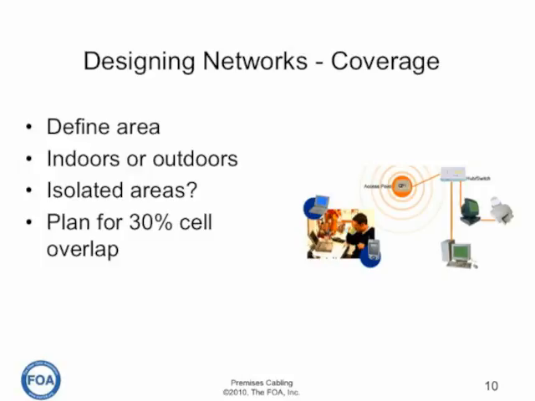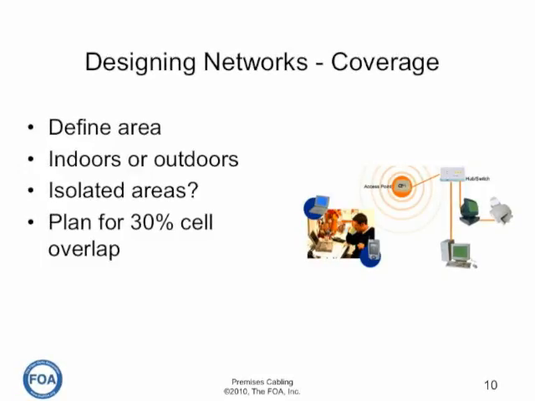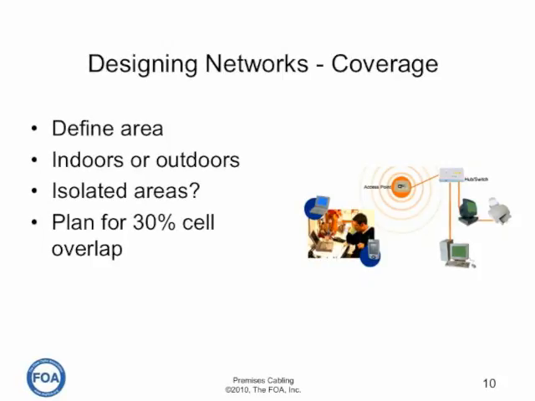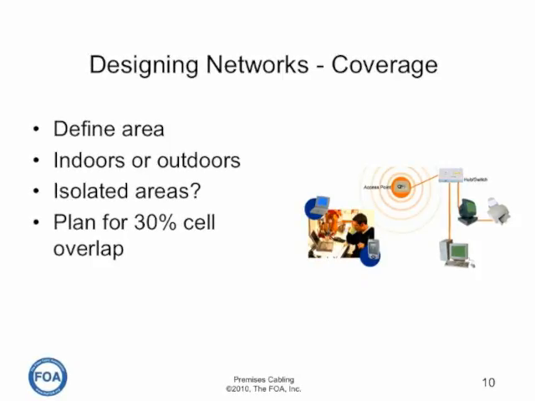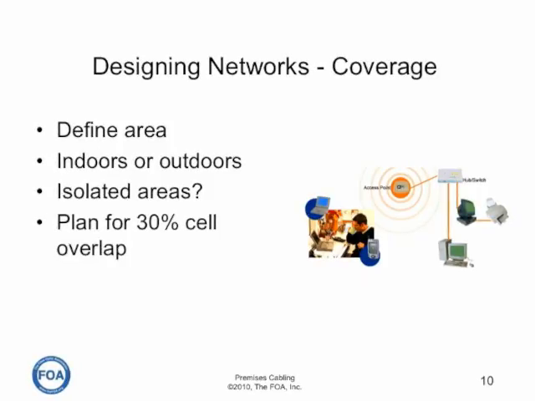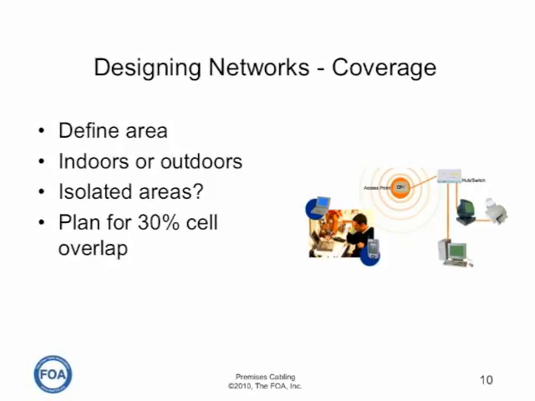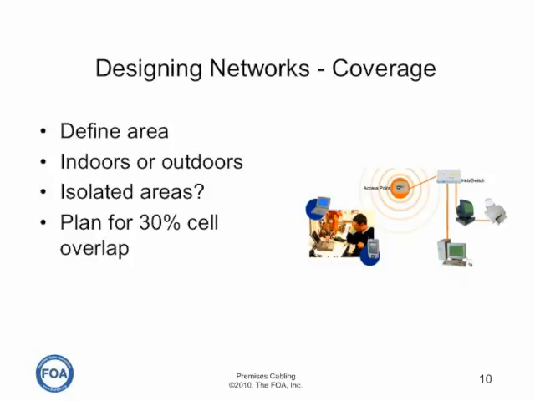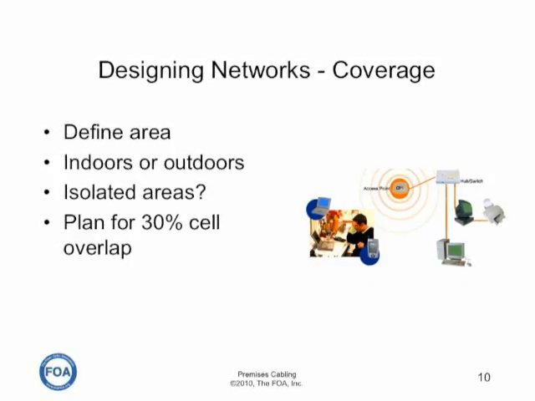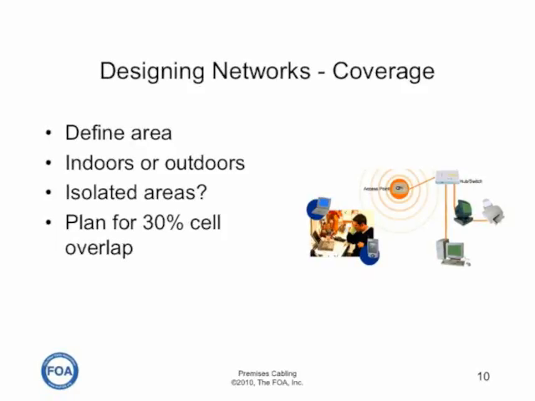Planning for coverage, you need to define the area that the wireless system is expected to cover. Is it indoors or outdoors? Are there areas that will be isolated and not expected to get coverage from a given access point? The general rule is to allow for about 30% cell overlap from an access point.